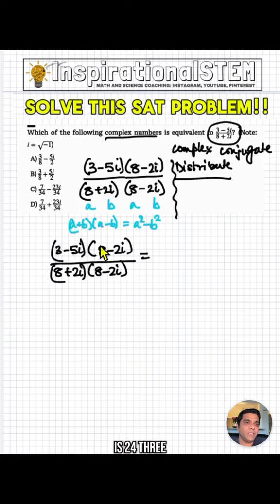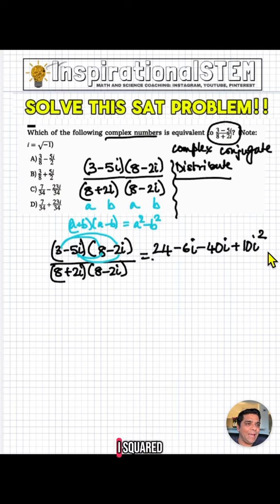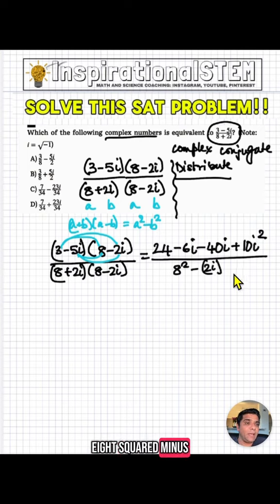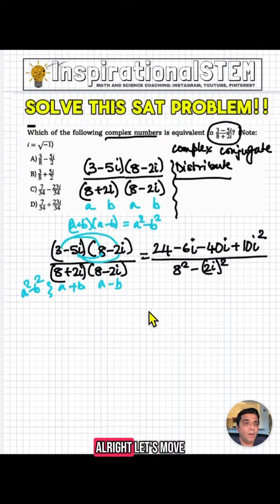8 times 3 is 24. 3 times negative 2i is negative 6i, so 24 minus 6i. Negative 5i times negative 2i, a negative times a negative is positive, 5 times 2 is 10i squared. And in the denominator we have a plus b times a minus b. Remember we said this is a, this is b, so a squared minus b squared is 8 squared minus 2i squared. Excellent, that's the difference of squares we applied for the denominator. All right, let's move on.